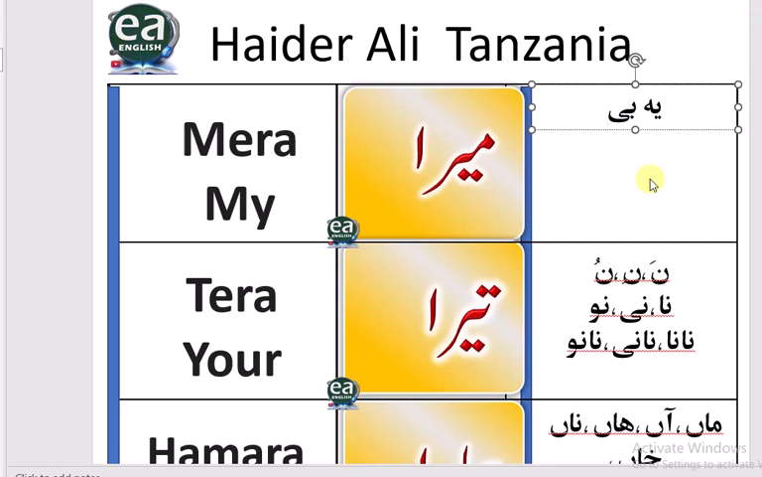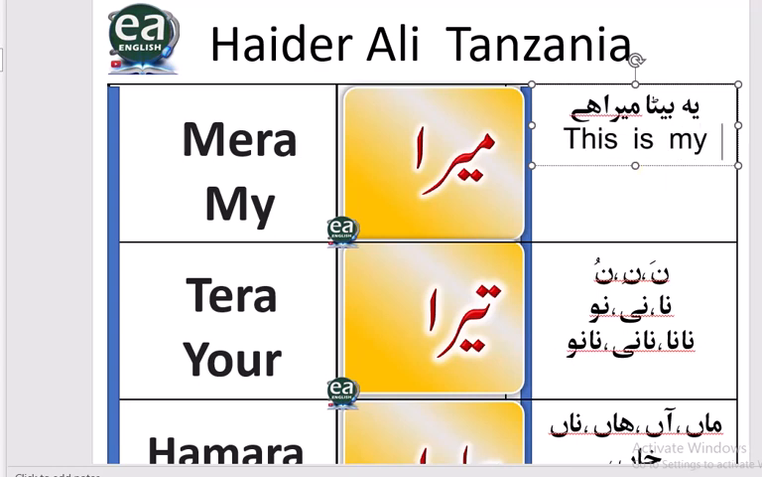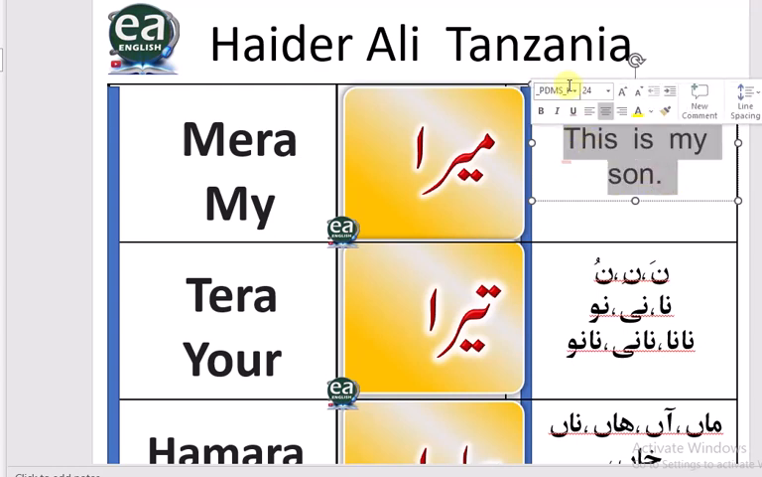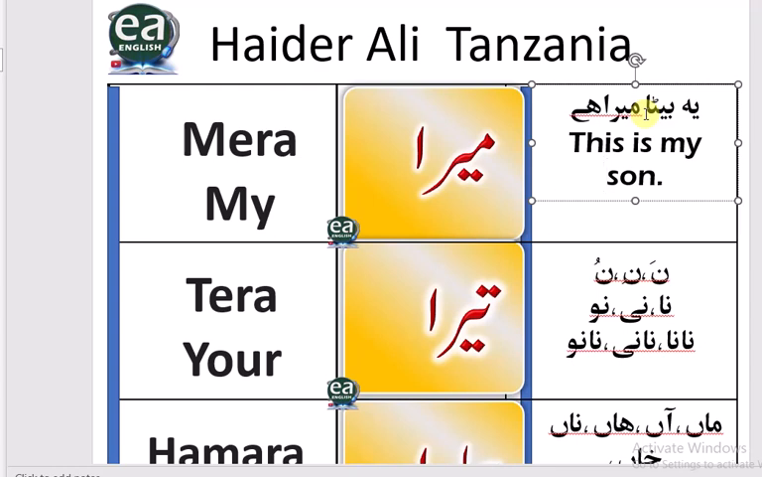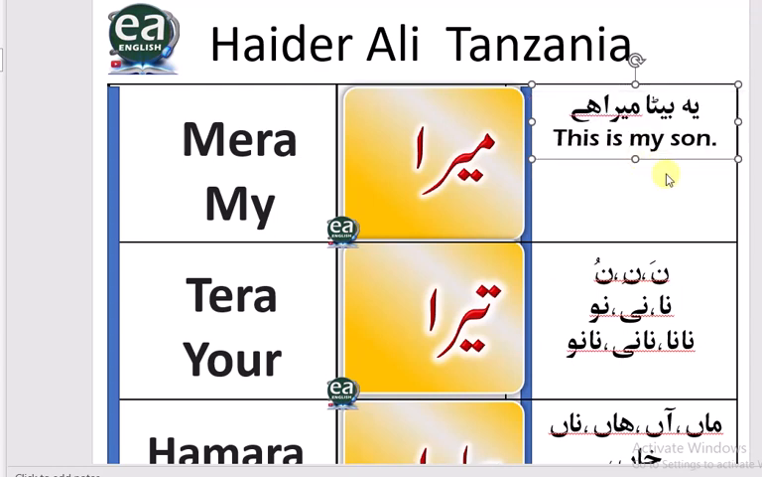Ye beta mera hai. Beta we say for the son, you know it. Yeah, beta is the son. So we use this commonly for ye. This is my son, right? Definitely it belongs to me. That's why I say mera. Ye beta mera hai. This is my son.